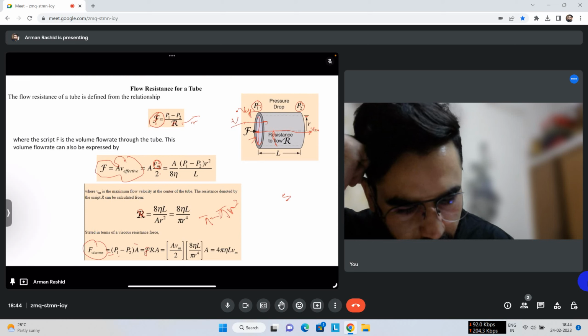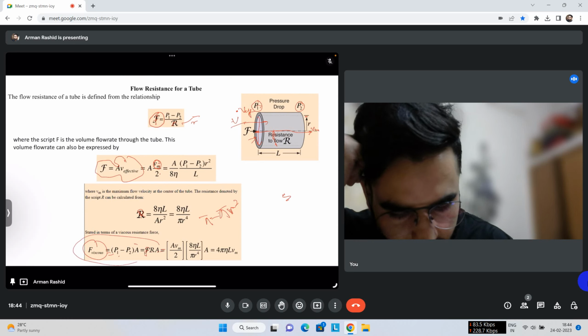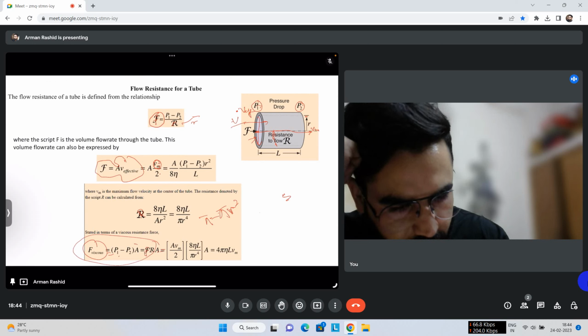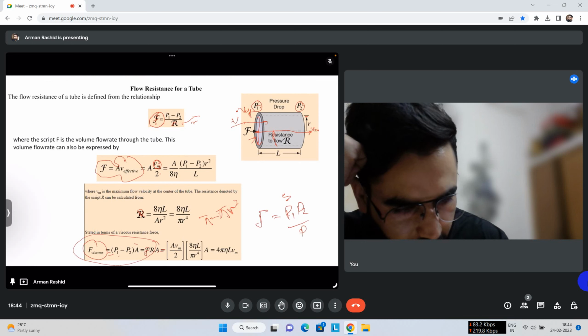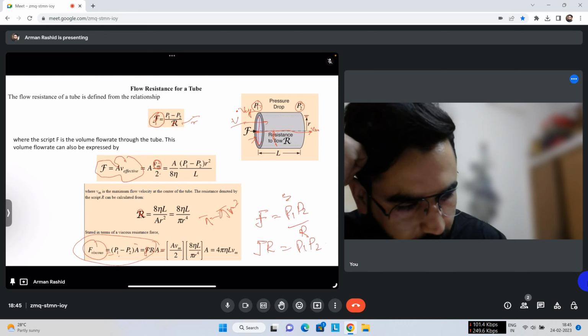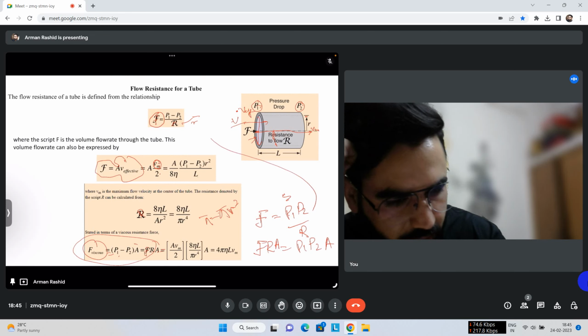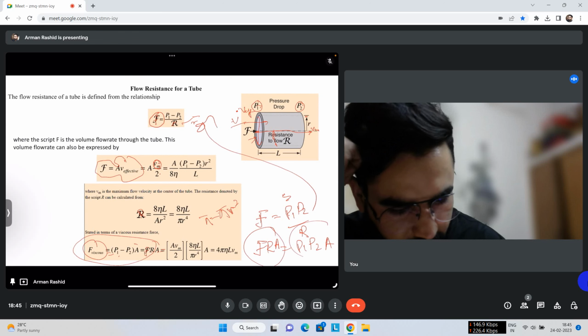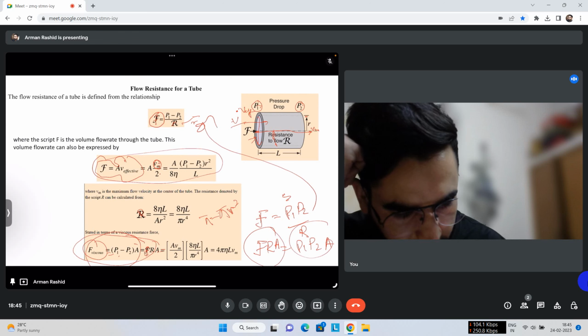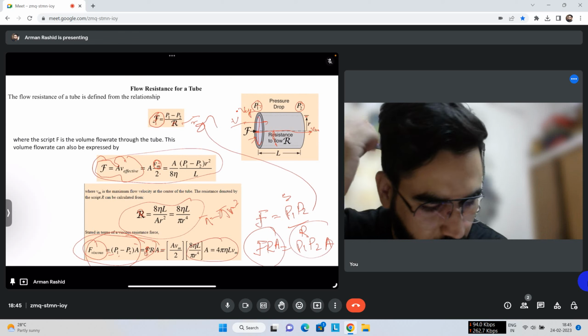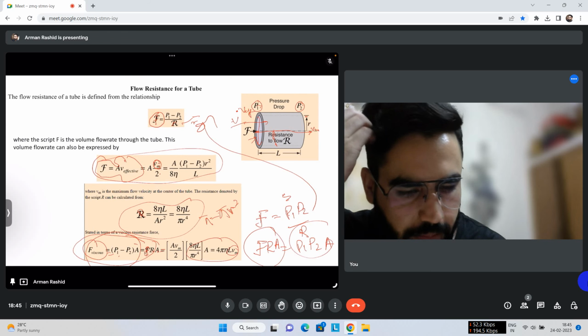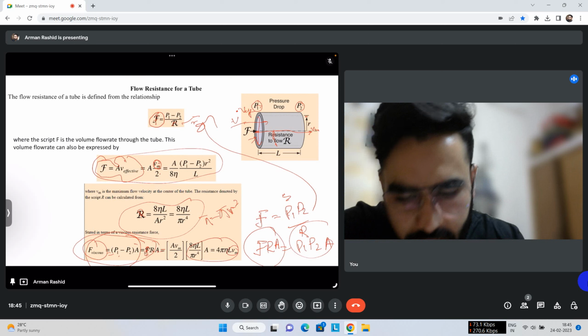So this equation I will derive. If F is equivalent to P1 minus P2 by R, multiplying gives F R is equivalent to P1 minus P2. We can multiply by A on both sides. This equation is taken from here, so we get this equation. Now we know F from here and we know R from here. So we can determine the flow resistance in a liquid is 4 pi eta L Vm, where Vm is called the maximum velocity. Now we will determine what the effective speed is.